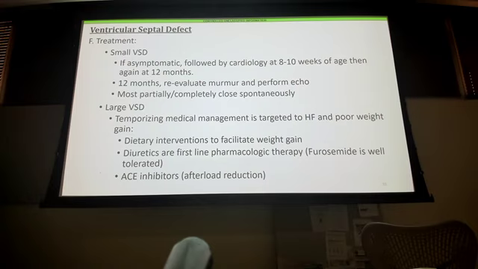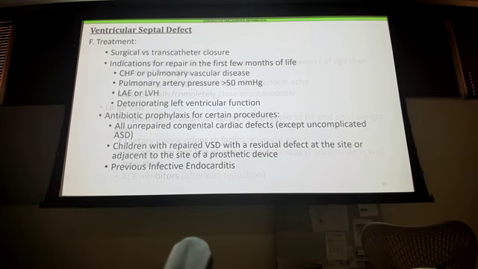How do we fix it? Fortunately, if it's small, it tends to heal on its own. We don't need to do anything about it. We just maybe need to watch them with repeat echoes. But if it's large, then we may need to do some surgical fix to it. There are some other things like diuretics to help with that volume overload, to help temporarily address some of the issues. But it's going to ultimately require a surgery to fix a large VSD. Okay.